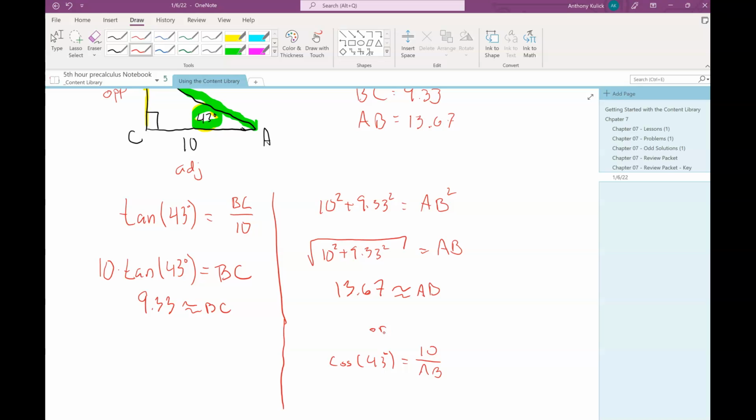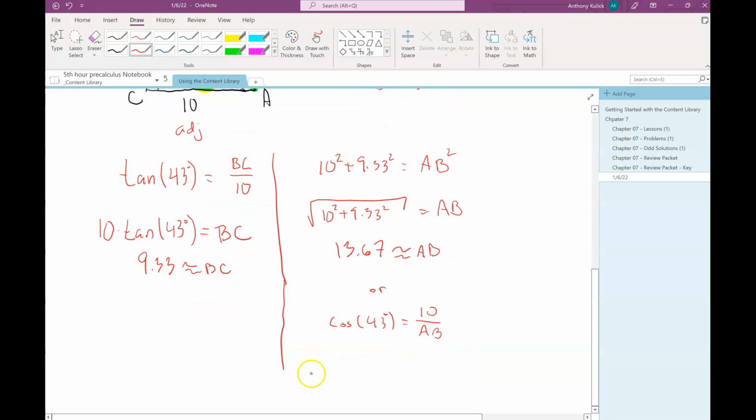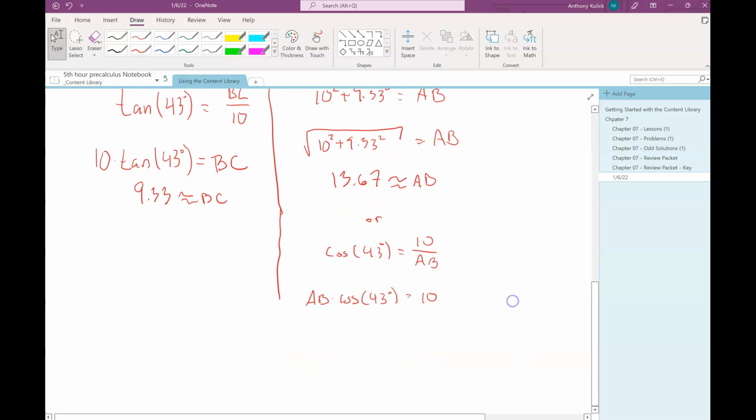So to solve this, because the AB is in the denominator of my fraction, the first thing I need to do is get it out of the denominator. So we'd multiply both sides by AB, and then divide both sides by cosine 43.